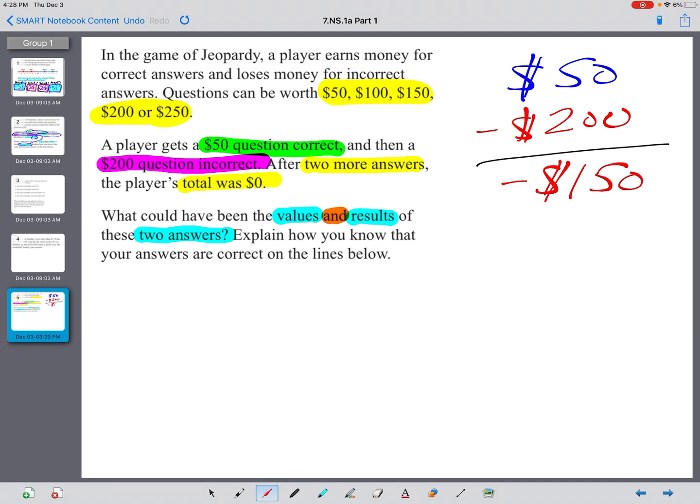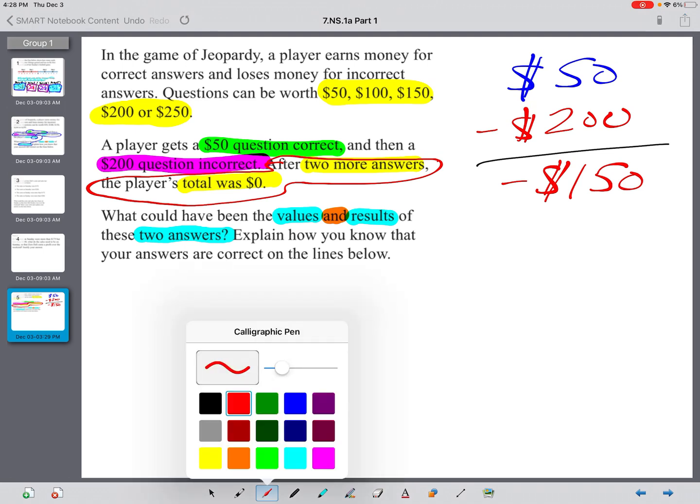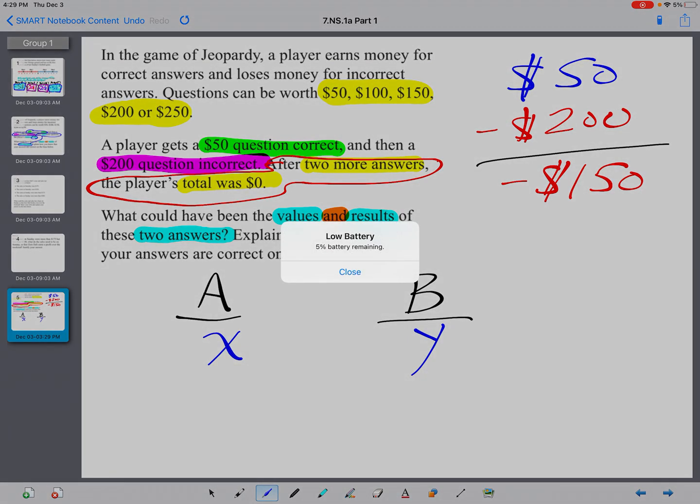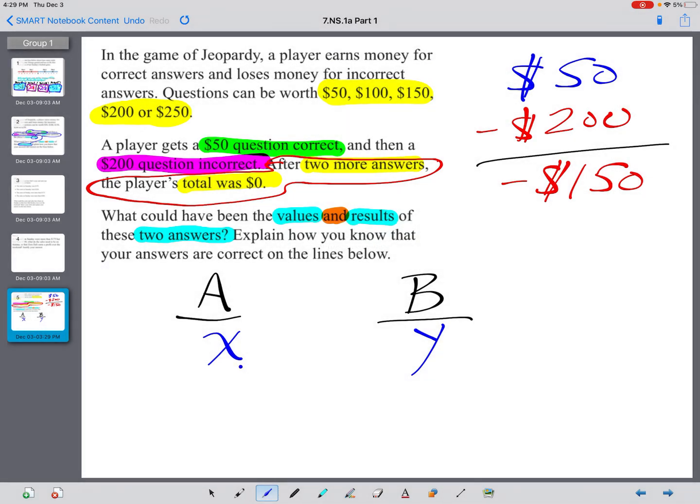This is before the two questions that were asked, to find out what combination of values the answers could have been. So we'll break it out this way. We'll say that we have answer A and answer B. Since we don't know the values of those, we'll just label them. It could be X or Y, or to keep it easy, just question marks. We don't know how many dollars each one of these is worth.